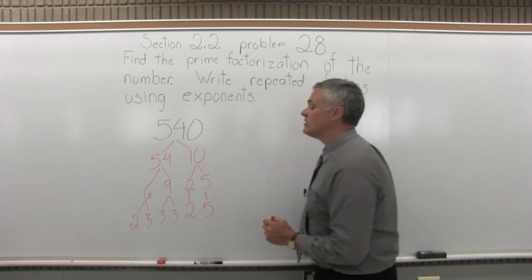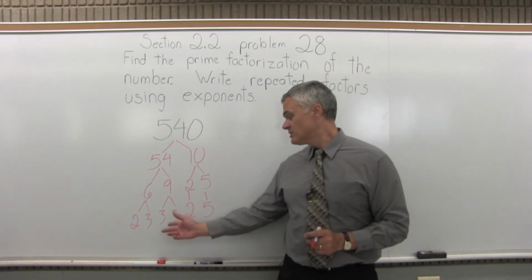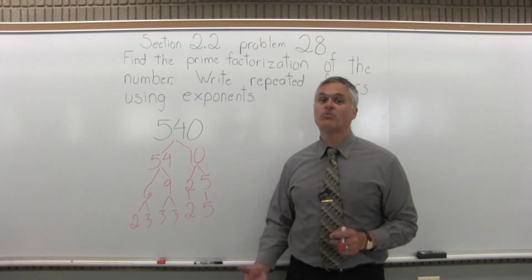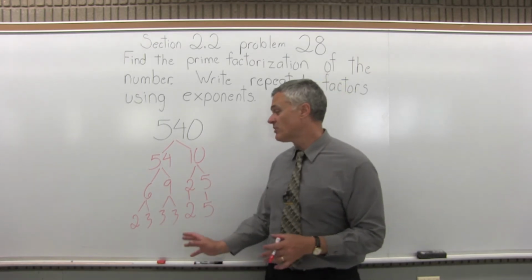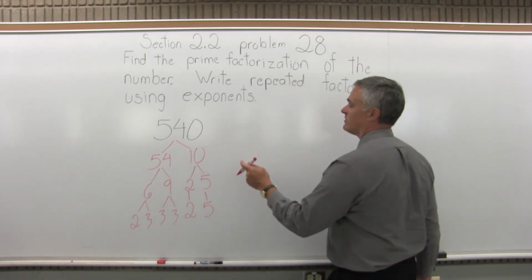And now every number in the row is prime. I have some 2s, some 3s, and I have a 5. Those are all prime numbers. So I've gotten to the end. I found all the primes that multiply to make, in this case, 540.